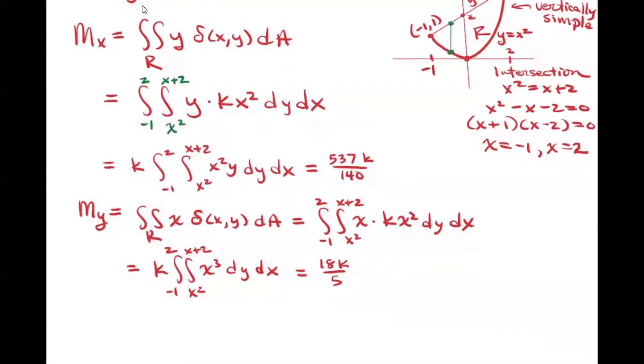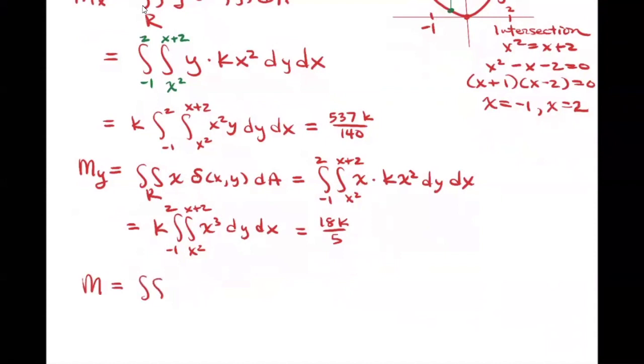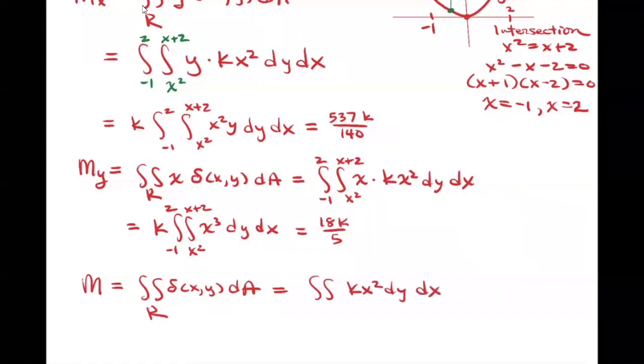And then let's just do M real quick. Okay, so M's the easy one. It's not, but M is just a double integral of the density function over the same region. So here we'll put in a double integral of kx squared, and then dy and dx. And same limits, so y goes from x squared to x plus 2, x goes from -1 to 2. And doing the math, that comes out as 63k over 20.